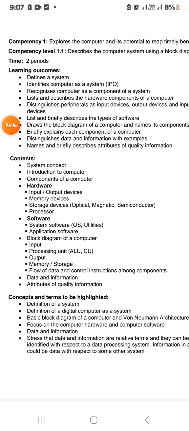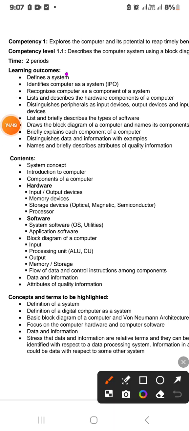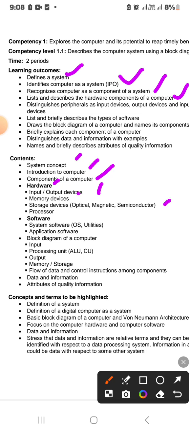Okay, so we have studied how to define a system, identify a computer system, recognize a computer as a computer system, list and describe the hardware components of a system, and distinguish peripherals as input devices and output devices. Then system concept, introduction to computer, computer hardware, input device, memory device. I think this one we didn't study, we'll study. And then we'll go to the system.